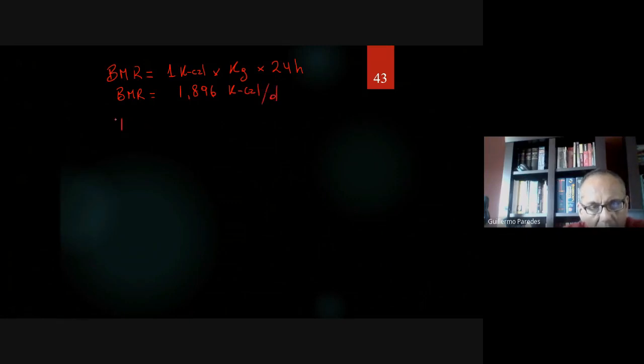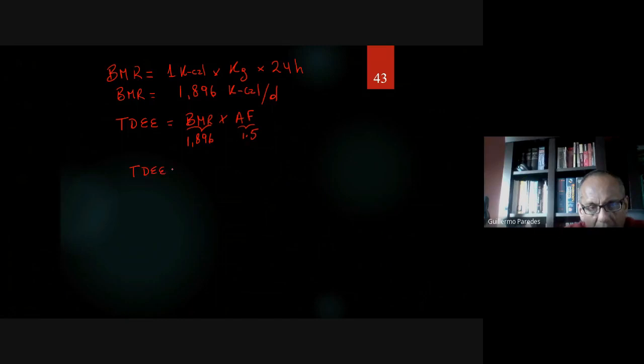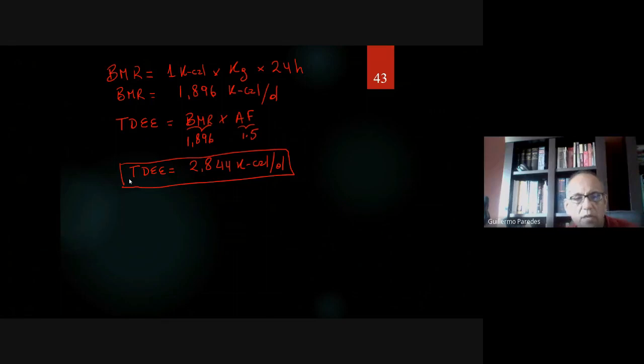So now my TDEE, my total daily energy expenditure, is going to be my BMR times what? The activity factor. My activity factor, as I mentioned, is 1.5, and my BMR was 1,896. So my total daily energy expenditure in a day will be 2,844 kilocalories per day.